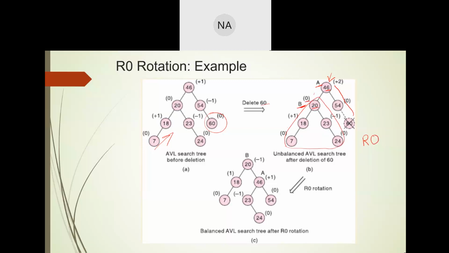And R0 rotation is exactly the same as LL rotation. Node B will be made the root along with its left subtree. Node A along with its right subtree will be made the right child of the new root, node B. And the right subtree of node B will be made the left subtree of node A. Exactly the same as the LL rotation.